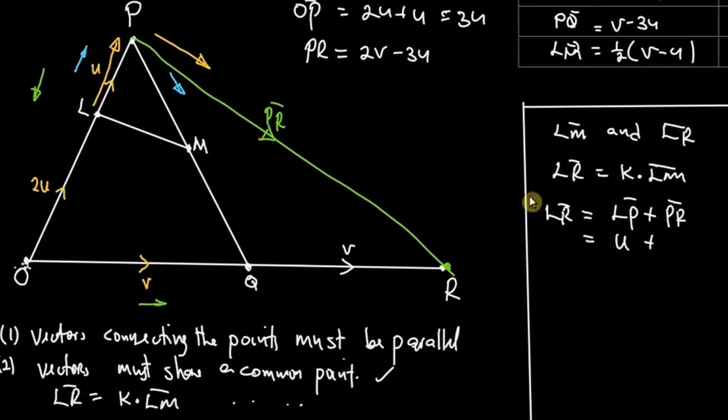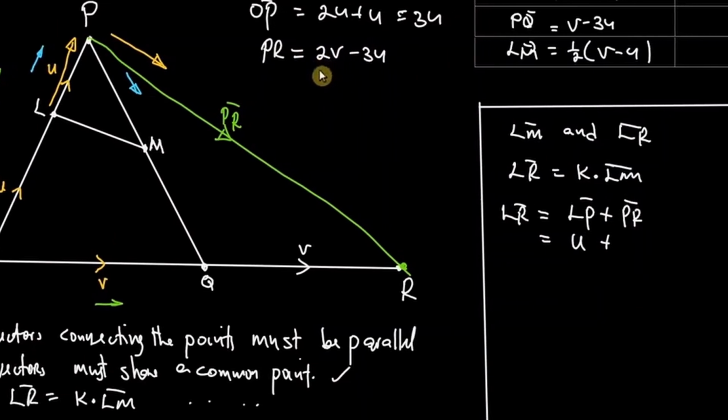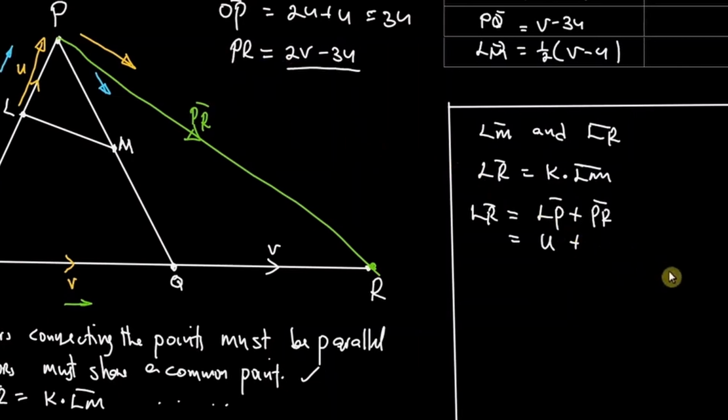Do we have that vector? Yes, we do. We determined it earlier. Here it is. PR is equal to 2v minus 3u. So that's right. 2v minus 3u. So simplifying, we have u minus 3u is equal to negative 2u. So we have LR is equal to 2v minus 2u, which can be factored as 2 into v minus u.